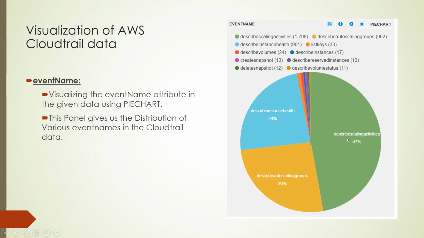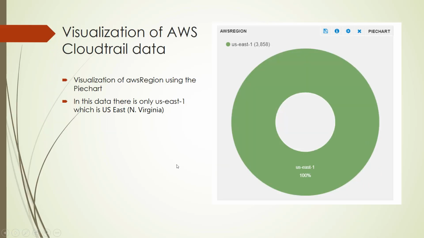As we can see, describe scaling activities is the most frequent event name that occurred in the data we have, which is 47%, and describe auto scaling groups is 26%. Describe instance health is 24%. The remaining ones contribute the remaining percentage, which adds up to 100%. And let's go into the other visualization.